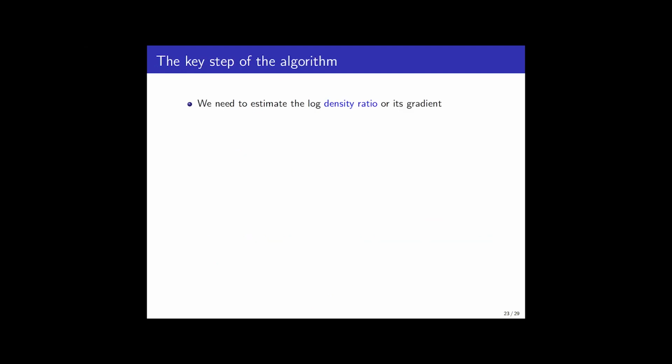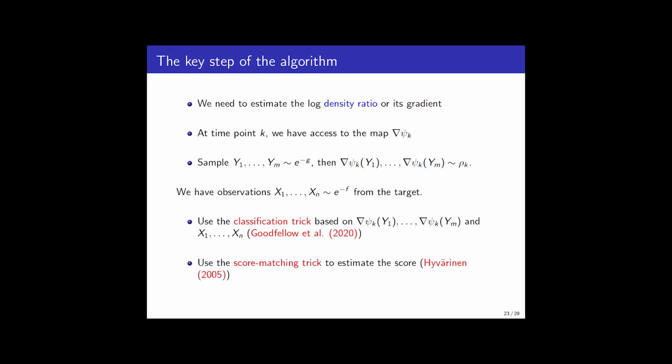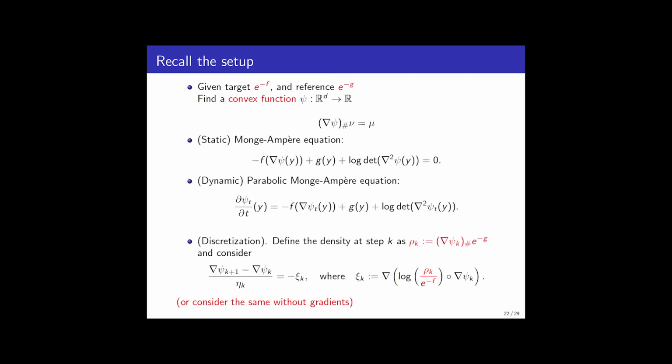So once you have observations from rho k, what you could do is use these observations. I just write these observations here. You could couple them with standard score learning techniques and density ratio learning techniques, like the classification trick or the score matching trick. You can use that to learn the score functions or the density ratios which occur here.